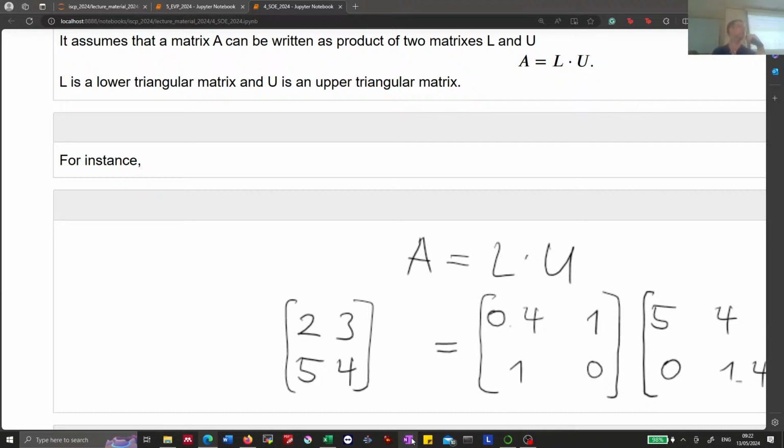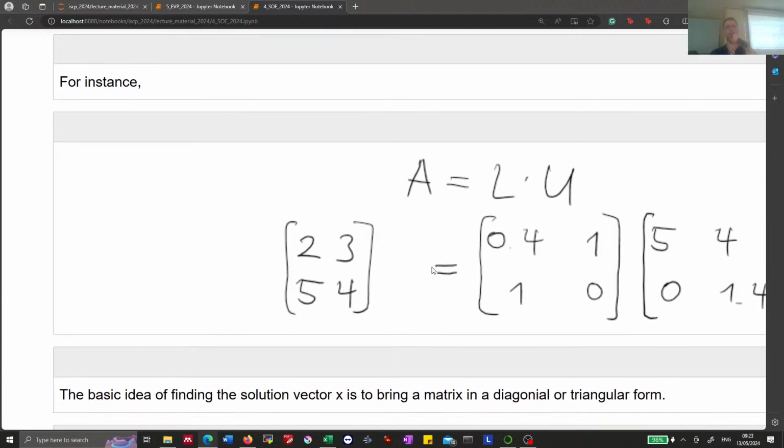And the lower triangular matrix is you take this diagonal and everything above becomes zero, everything below has values. How about the diagonal itself? Diagonals also can have values. Okay, good. So here is now an example, right?